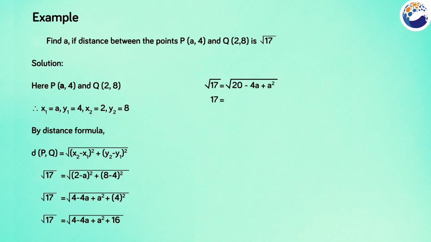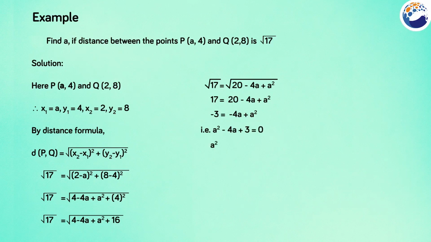Now, taking square on both sides, we get 17 is equal to 20 minus 4A plus A square. Subtracting 20 on both sides, we get minus 3 is equal to minus 4A plus A square. That is, A square minus 4A plus 3 is equal to 0.